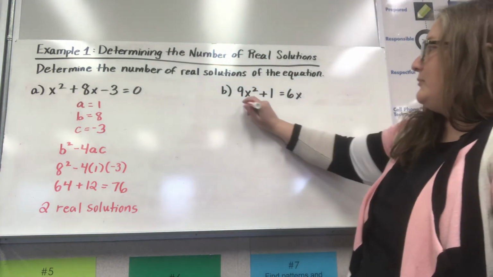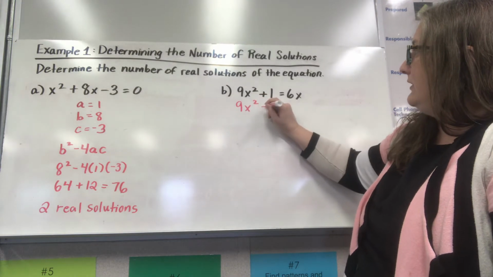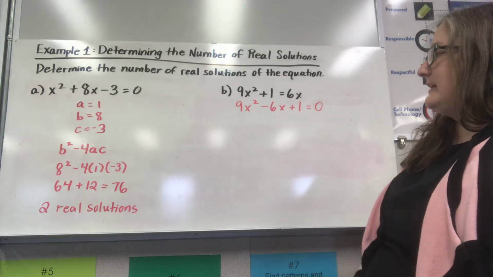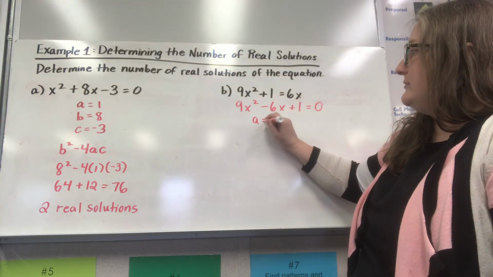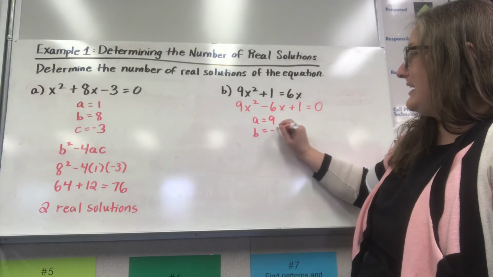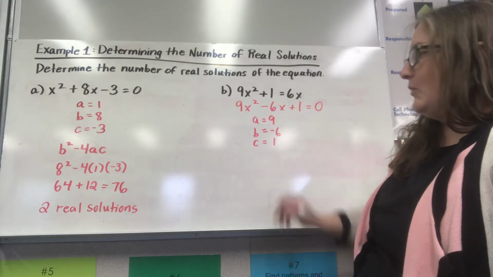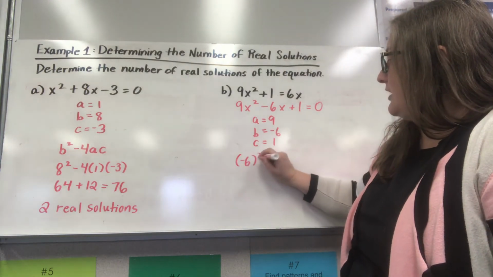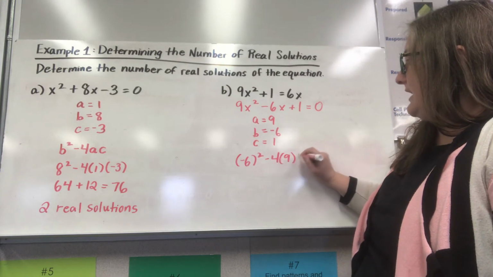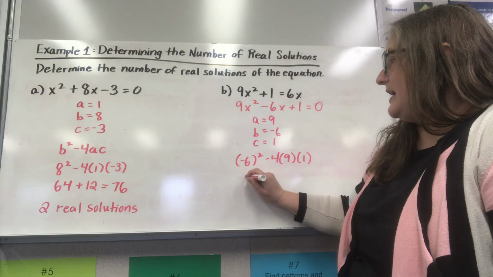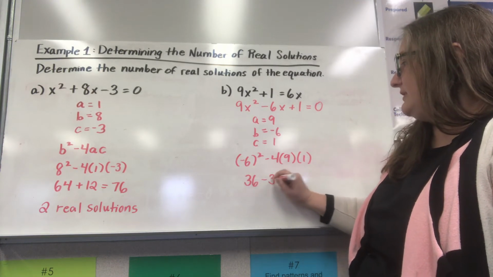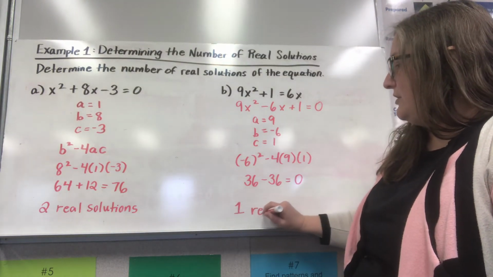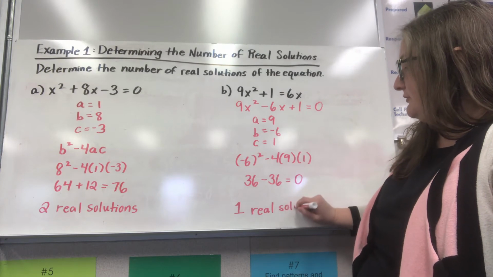In this quadratic, we need to do a little bit of switching around to get our a, b, and c value. So I moved the 6x over to the other side. My a value is 9, my b value is -6, and my c value is 1. So I'm just doing the discriminant, so b squared would be -6 squared minus 4 times a, which is 9, and c, which is 1. So I'm going to get positive 36 minus 36, a value of 0. So in this case, we'll have one real solution for this quadratic equation.